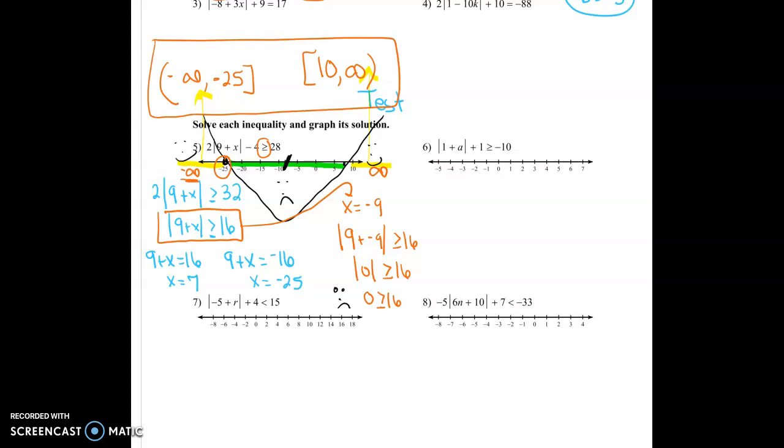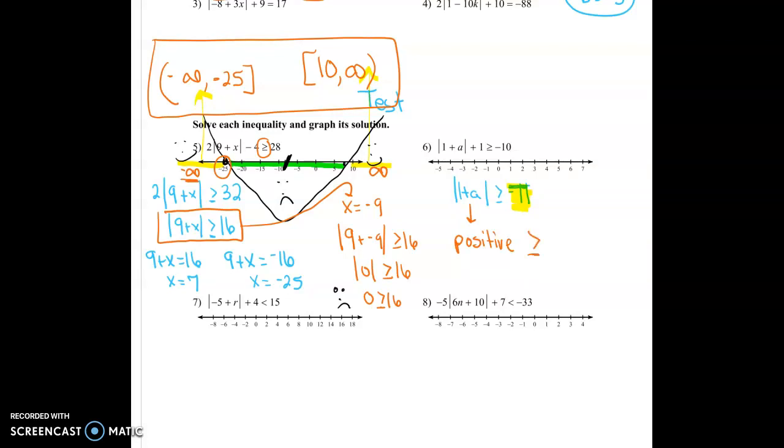So let's do number six. So again, I'm going to isolate the bar. So I'm going to subtract the one over. Whoops, I forgot my one there. And now I'm going to pause. The reason why I'm going to pause is right now I have a negative number over here, negative 11. So what I need to think about is if I took the absolute value of these bars, just realize everything turns positive.